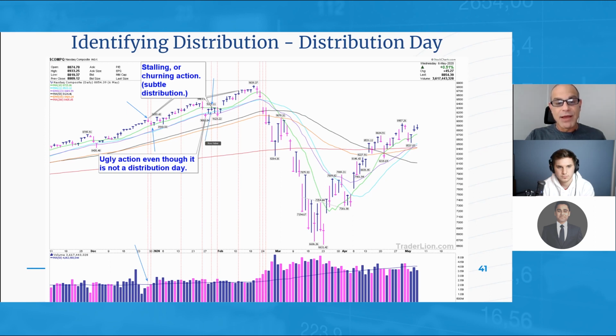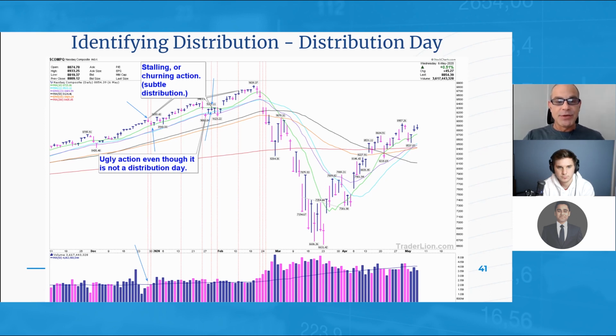And once again, volume picks up, letting you know that it's not as simple as looking at that and saying, oh, we've got an up day on bigger volume, that's accumulation. It's not. That's a distribution day. And one more we're going to mark out here.